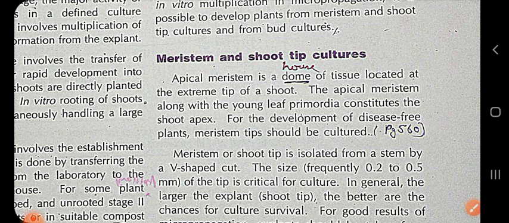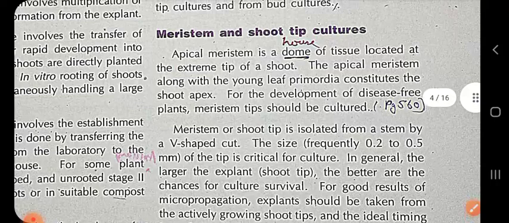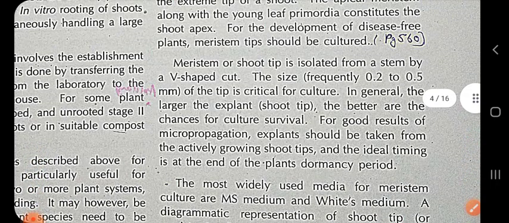Okay, so normally the meristem or shoot tip is isolated from a stem by a V-shaped cut. In the V-shaped cut, as you know, it will look like a both-way cut, just in the meristem tip. So we take the meristem tip, we make a V-shaped cut, and the size should be 0.2 to 0.5 millimeter. That is critical for culture.